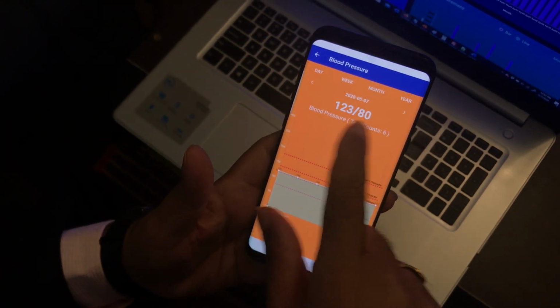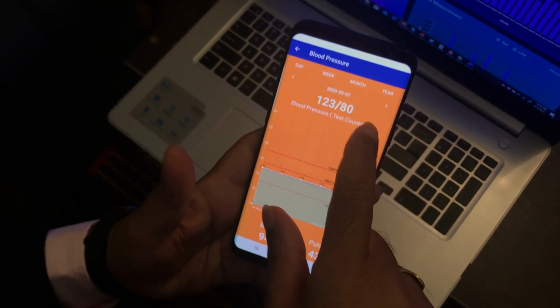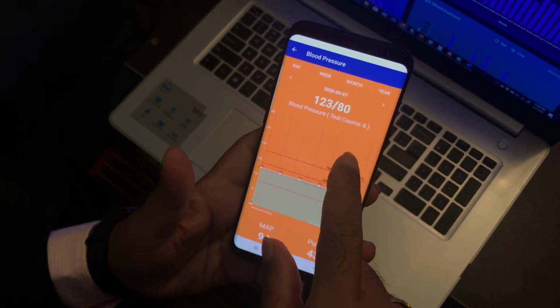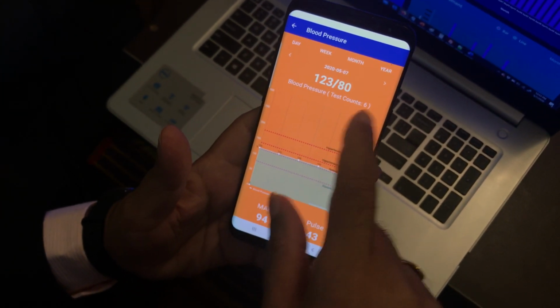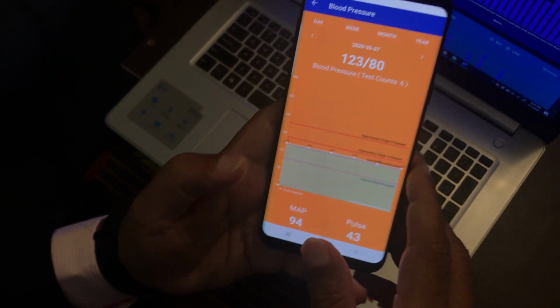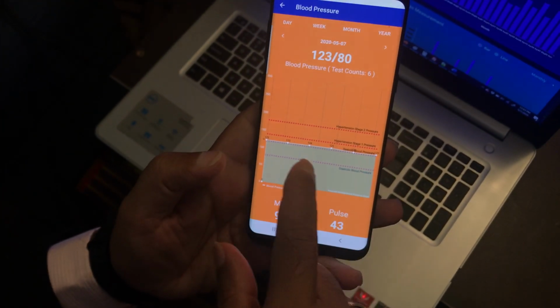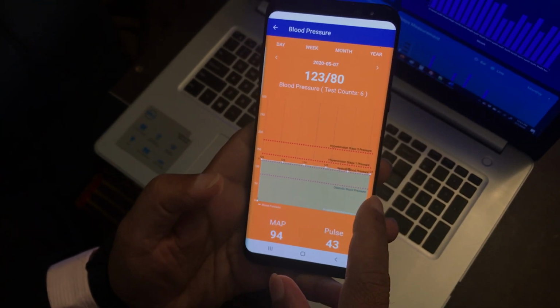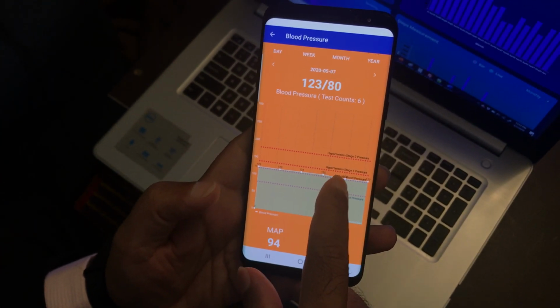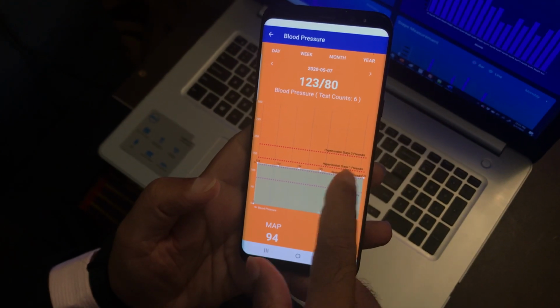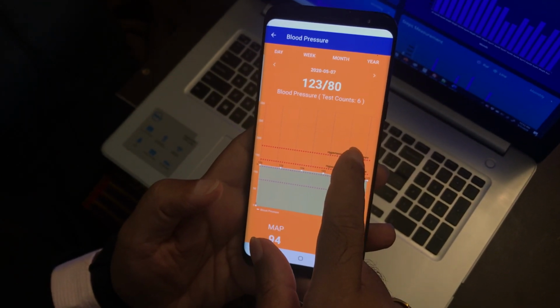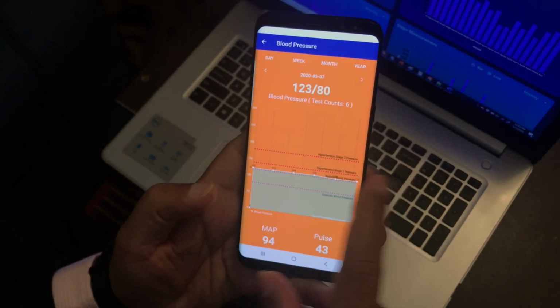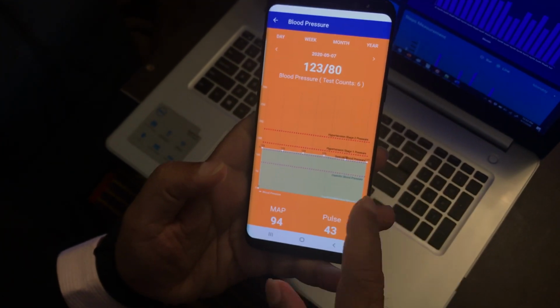As you can see here, it shows the systolic to diastolic as 123 by 80, and daily, since I have checked about 5-6 times during the day, it has shown consistent values. And as you can see, it is never over the stage 1 hypertension or the stage 2 hypertension, showing that the person is very healthy and doing good.